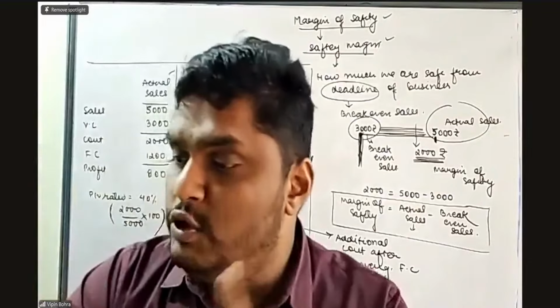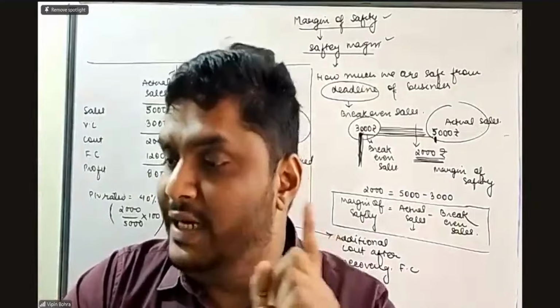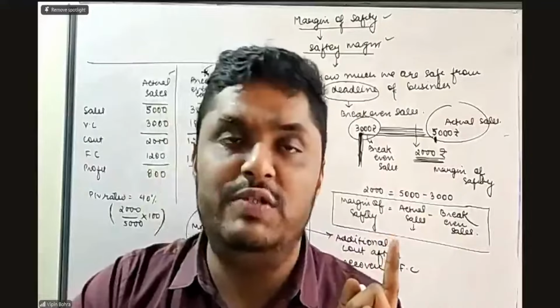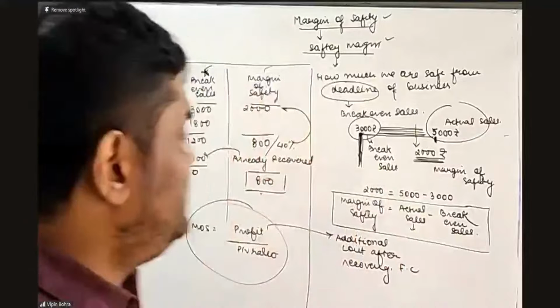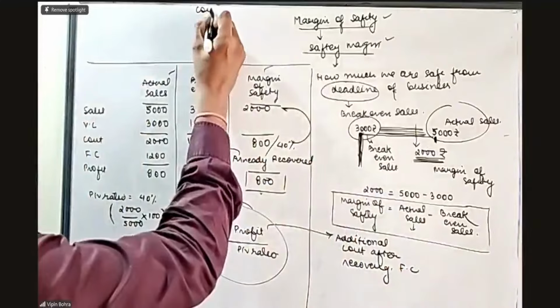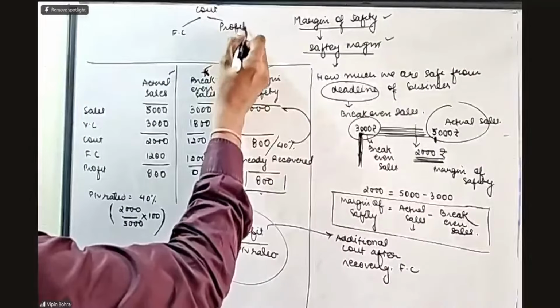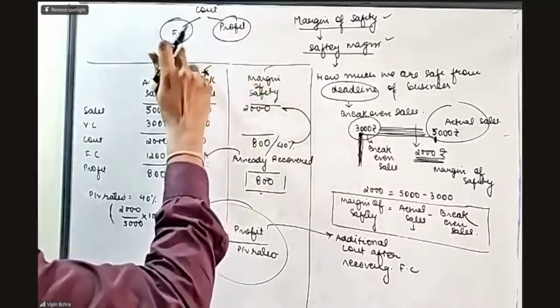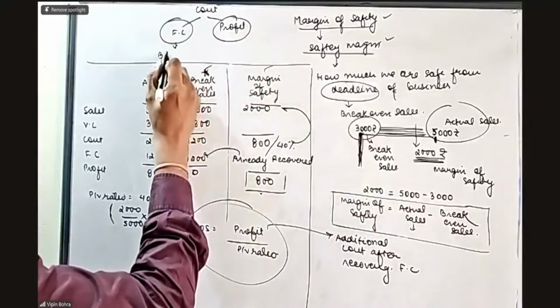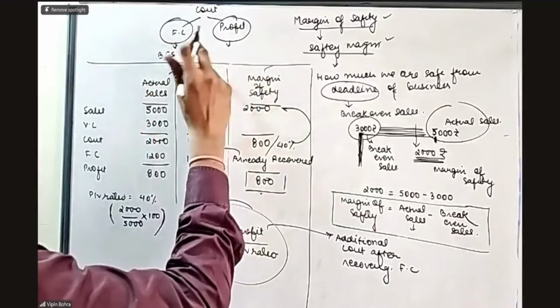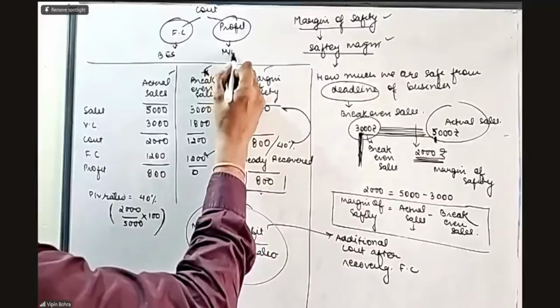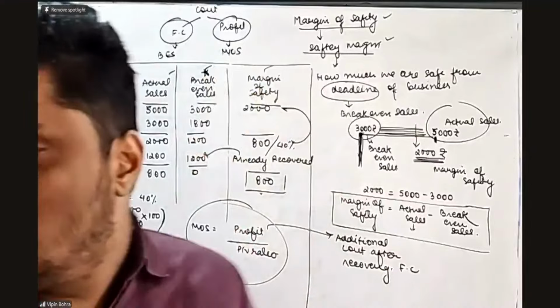So what is contribution? See, Meenu, what you said, contribution divided by PV ratio is margin of safety. No, contribution can be divided in two parts, fixed cost and profit. So whatever we are contributing towards fixed cost, we are getting break-even sales. And whatever we are contributing towards profit, we are getting margin of safety.